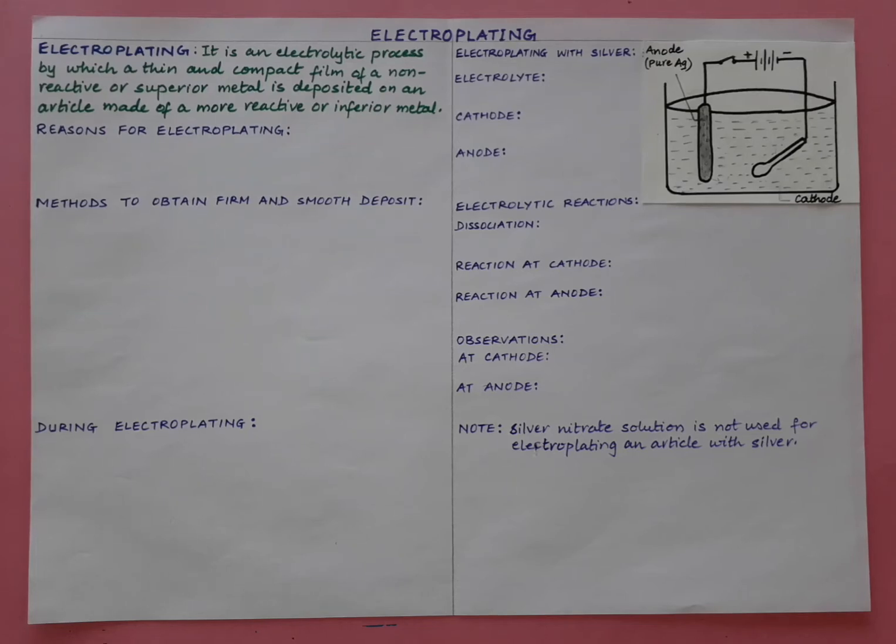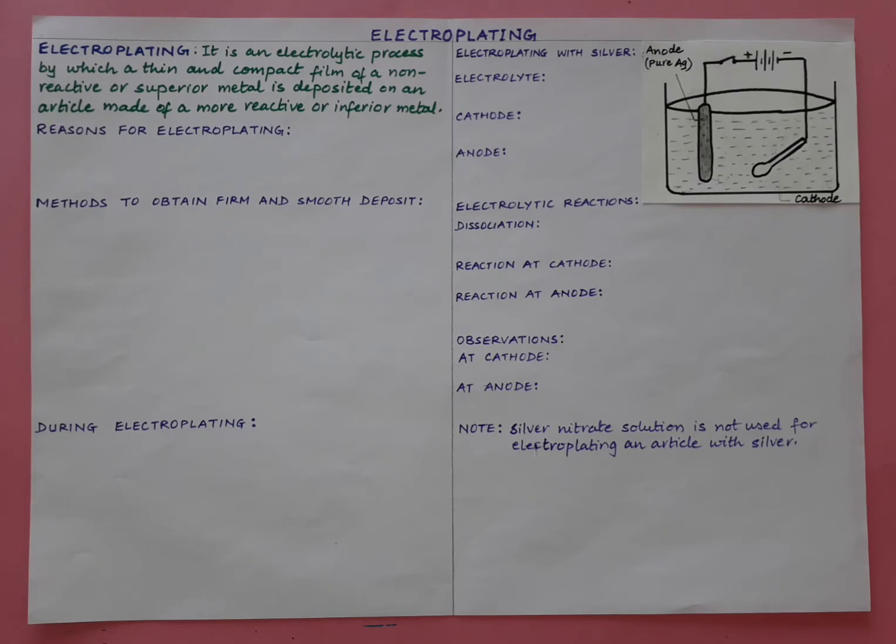Hello students, today we are going to study electroplating. This is one of the applications of electrolysis. So three applications of electrolysis are there. First application is electrometallurgy, which we have already done, electroplating is the second application, and the third application is electrorefining, which we will be studying in the next video.